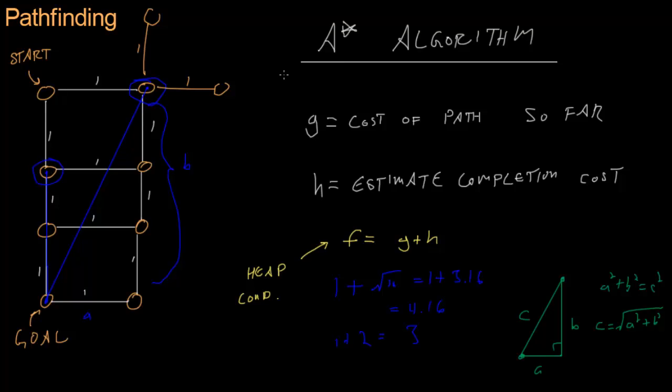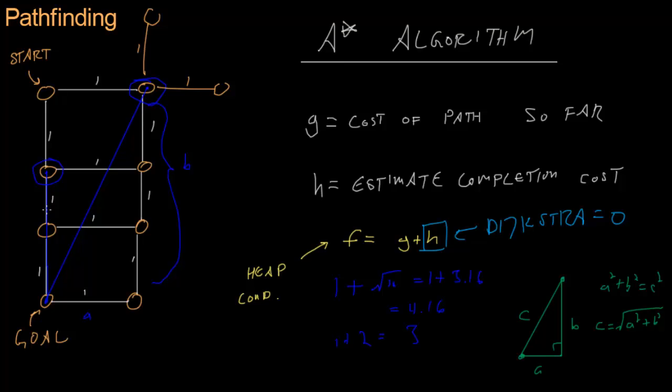And continuing A star, we do this again. It's really just like Dijkstra, except you do g plus h instead of just g. For Dijkstra, this h right here is always equal to 0. But for us, we're going to calculate both g and h.